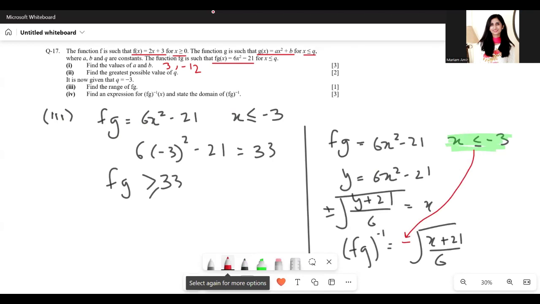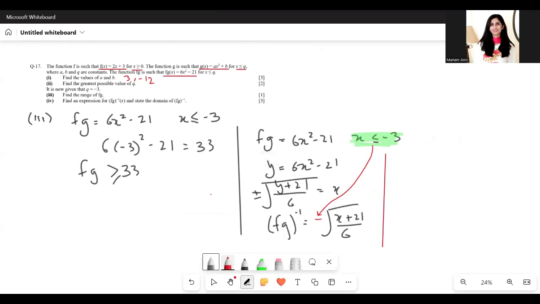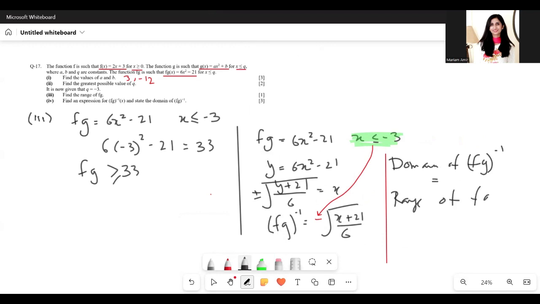Okay, so the last part is finding the domain of fg inverse. So the domain of fg inverse equals the range of fg, and the range of fg was greater than or equal to 33. So the domain of fg inverse is also going to be greater than or equal to 33.